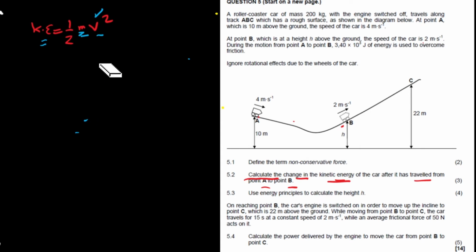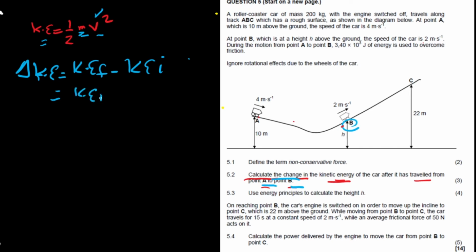But in this case, the object was moving. So they say change in kinetic energy. Change equals kinetic energy final minus kinetic energy initial. What is our final for this case? Our final is at B, because they say find the kinetic energy from A to B. So kinetic energy at B, which is final, minus kinetic energy at A, which was initial, when the object started.